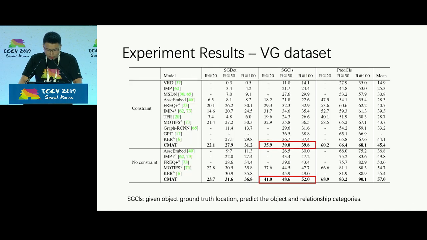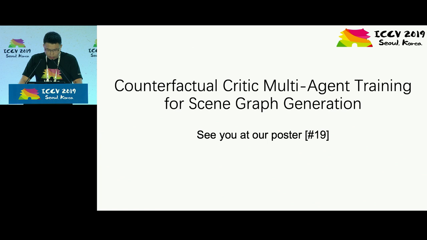Here we present the performance compared with the state-of-the-art methods on Visual Genome. We can observe that our method achieves the state-of-the-art performance under all evaluation metrics. Especially, we improve the performance of scene graph classification significantly. The scene graph classification setting is given the ground truth bounding boxes and needs to predict object and relation categories. The results mean our CMAT model can substantially improve the object label prediction. It meets our design, where the action of each agent is to predict the object label. If you are interested in more details, see you at our poster.